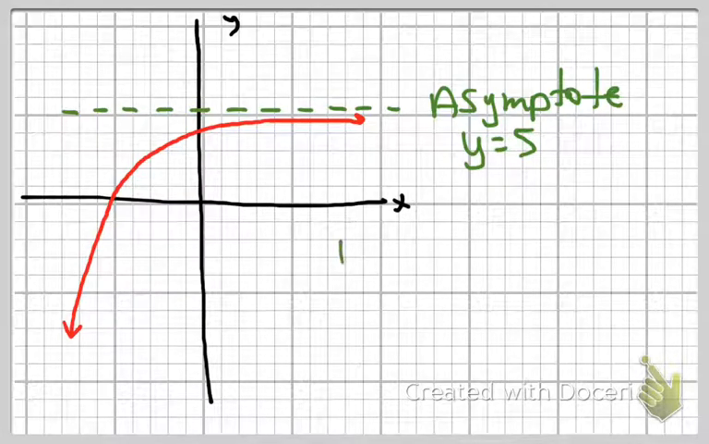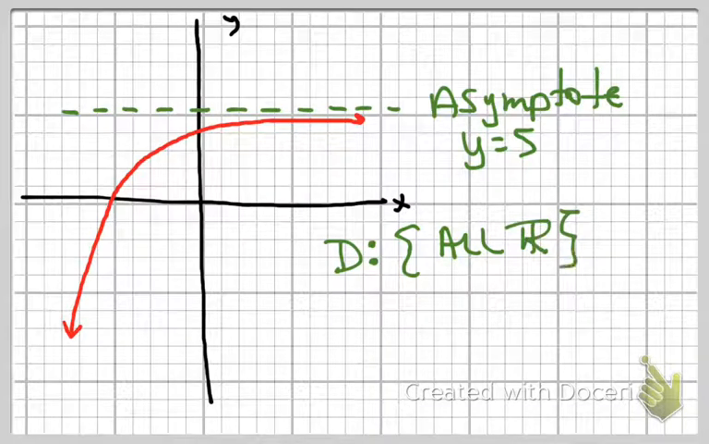So what's my domain? My domain is not going to change because it's still arrows, and it's still going to be all real numbers. My range, however, is going to be a little different because my asymptote is at 5. I know that it does not go higher than 5, but it does go lower. So I could say y is less than 5.